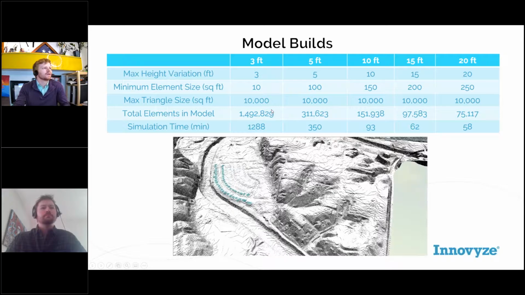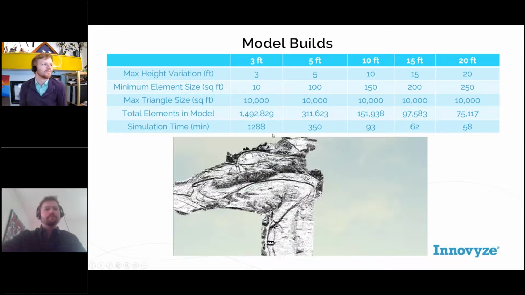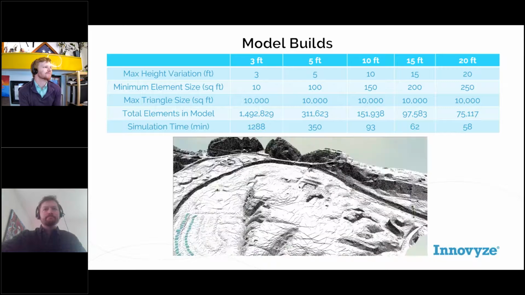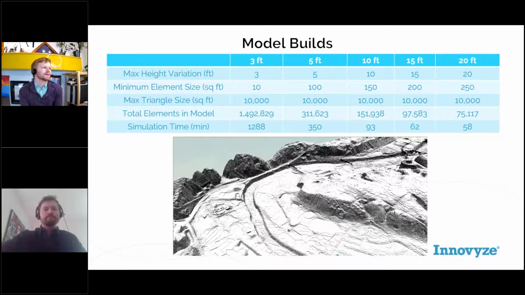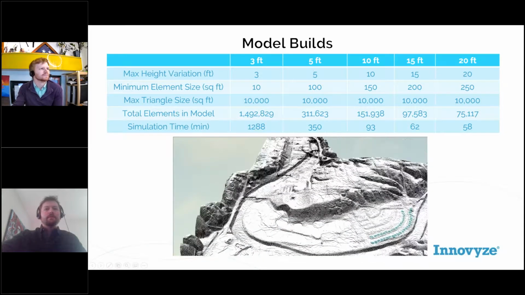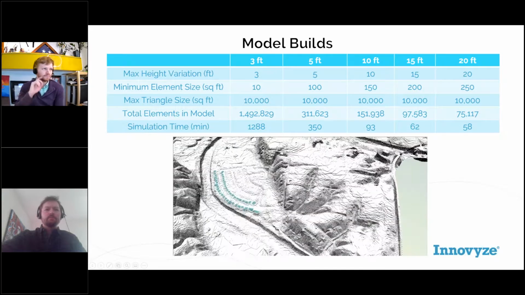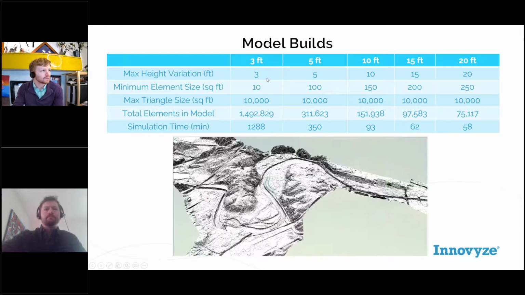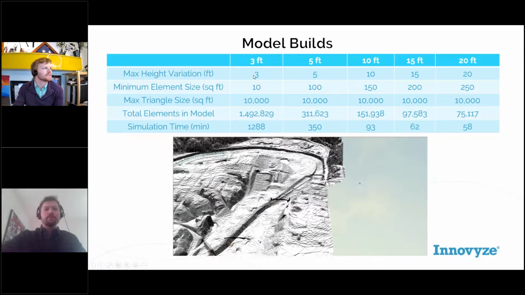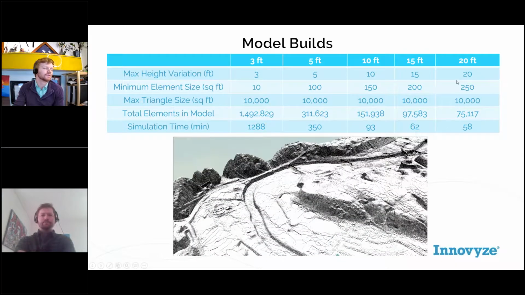This is just a summary of what these model builds look like, and then obviously the simulation times. I know I would always struggle to find a good balance between a reasonable simulation time and keeping something that would still give me accurate results, based on what I was trying to accomplish. I just named these to keep it straight in my head, based on the maximum height variation. So we've got a 3-foot deviation, a 5-foot, 10-foot, 15 and 20 foot.